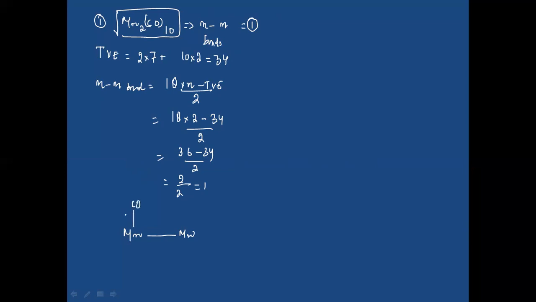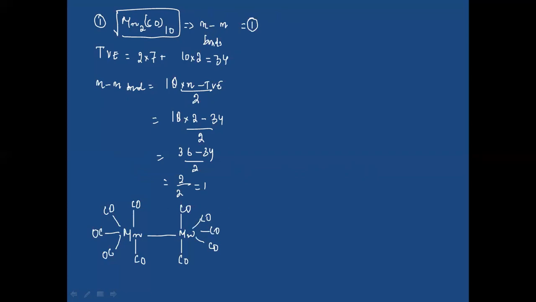So we have carbonyl CO, another carbonyl CO, and 3 more carbonyls, CO, CO, and CO. We have one more carbonyl over here. So this will be the structure of Mn2(CO)10. These carbonyls are known as terminal carbonyls. All these COs are known as terminal COs.